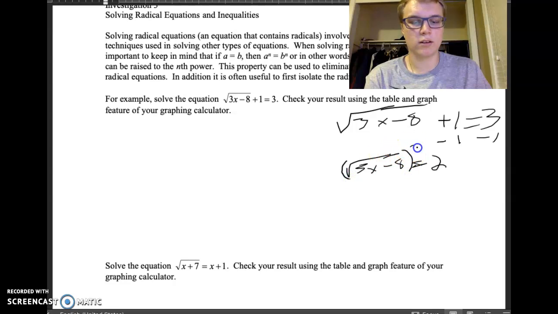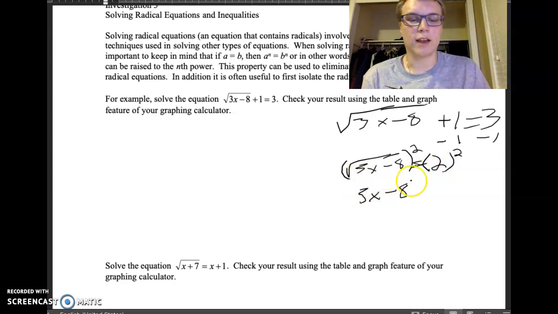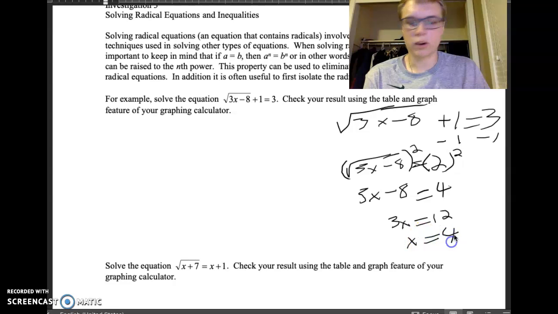And then to get this radical taken care of, we're going to square or raise to the power the whole side, and then we will do the same to the right side. So what we're left with is 3x minus 8, because a square root times a square root cancels out the square roots. So we're just left with what's inside. And then 2 squared is 4. And then it's just solving as regular. So next we got 3x equals 12, which makes our x equal 4.